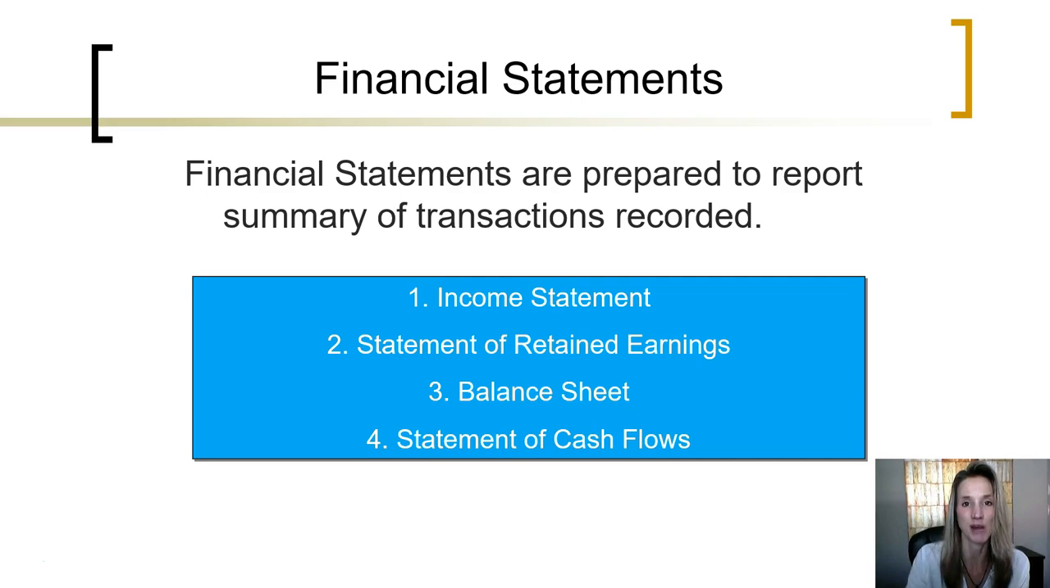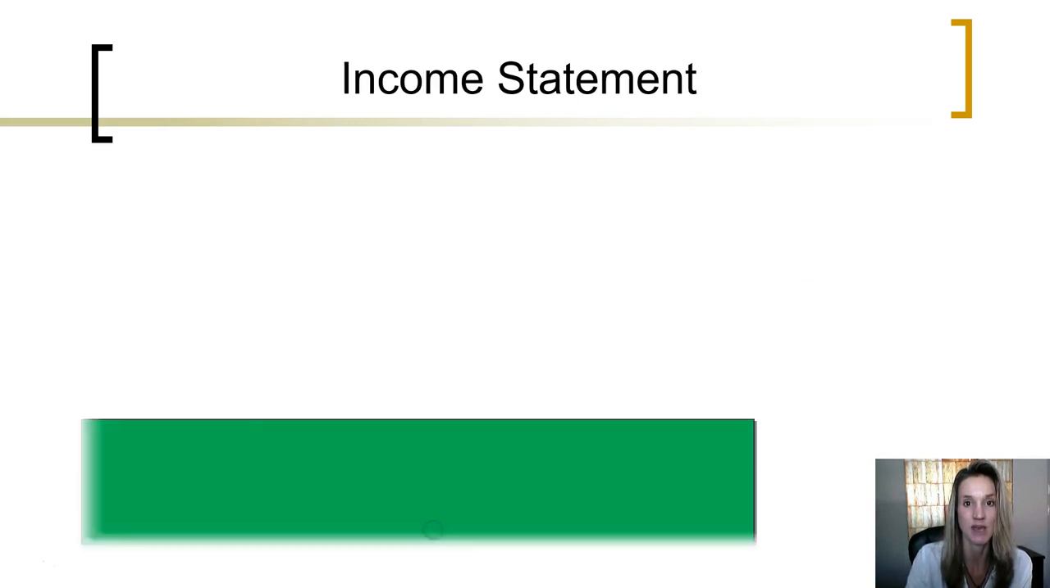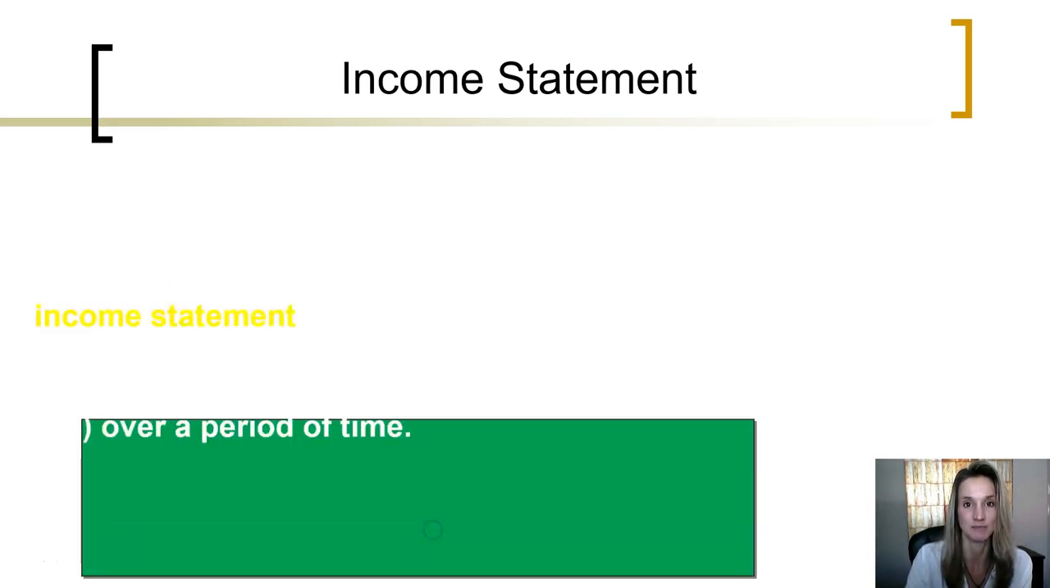Those reports are prepared in the following order. The income statement is prepared first, followed by the statement of retained earnings. Third is the balance sheet, and finally the statement of cash flows. All companies prepare these 4 basic financial reports. Starting with the income statement.